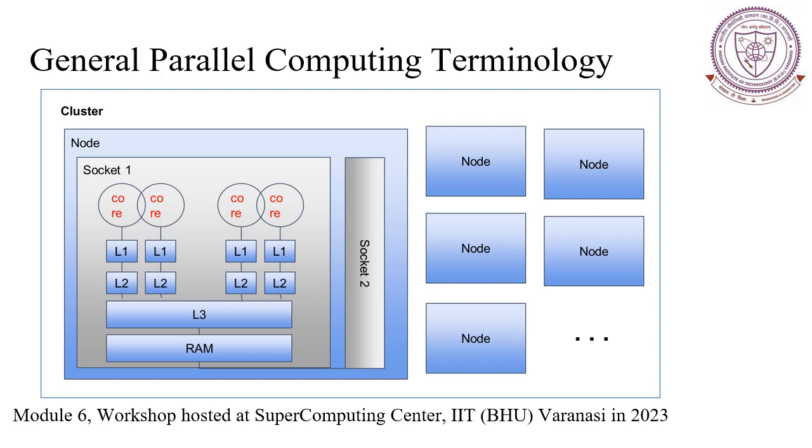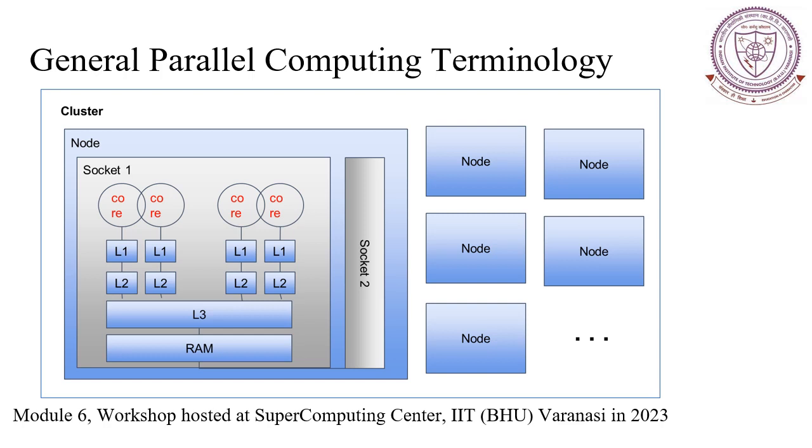A socket is the physical socket on the motherboard where a processor is installed. A socket can hold one or more processors depending on the type of socket. A CPU, or central processing unit, is the core component of a computer or node which is responsible for executing instructions and performing calculations. CPUs are the primary workhorse of parallel computing, and the number of CPUs within a system determines the level of parallelism that can be achieved.